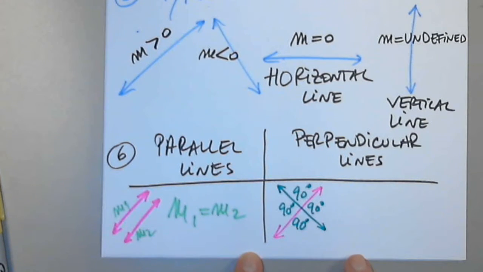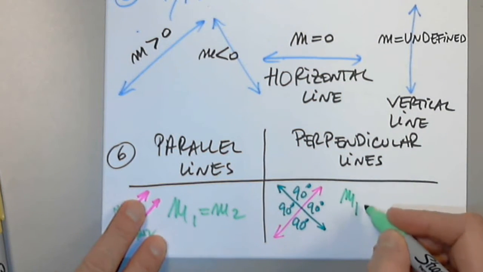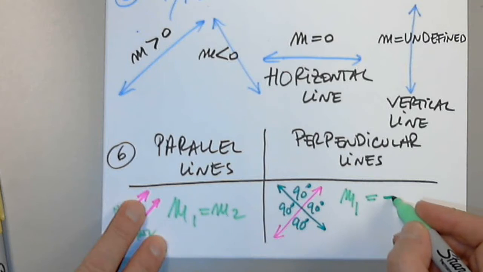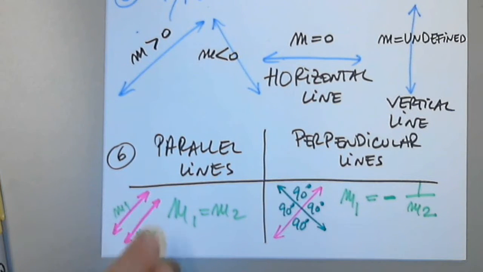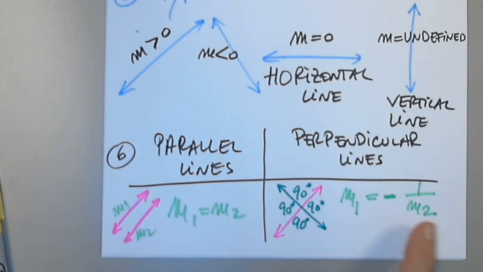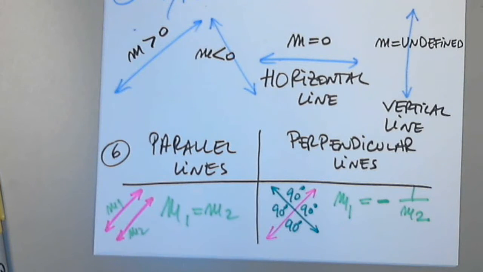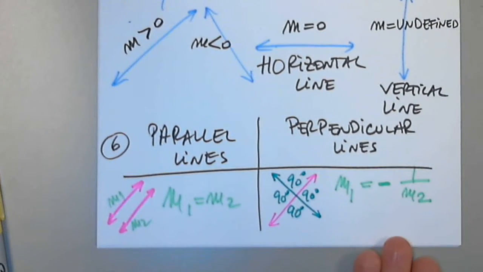What about this situation? Negative multiplicative inverses of each other. M1 will equal the opposite of 1 over M2. Is that not inverse? Negative inverse. Oh, inverse. Yes. So if two lines have their slope in this relationship, they must be perpendicular, and vice versa. If they are perpendicular, the relationship between their slopes has to be this.